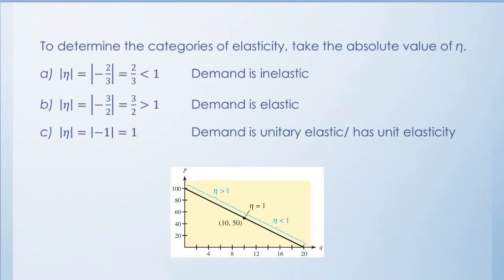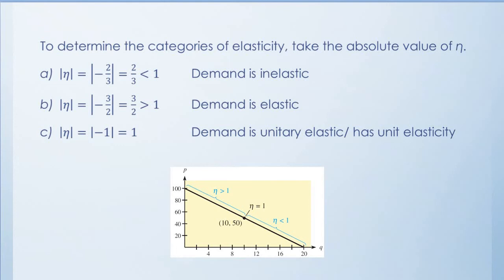So to determine the category of elasticity, we have to take the absolute value, or the modulus. The absolute value of negative 2 over 3 gives positive 2 over 3, which is less than 1. Therefore, we can conclude that the demand is inelastic.